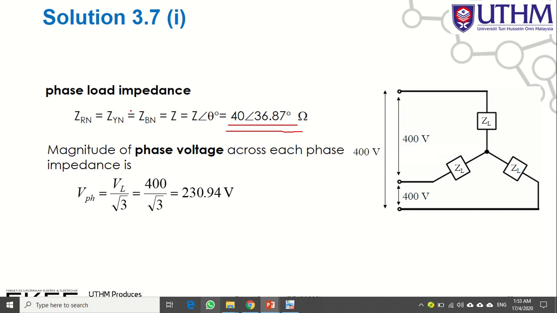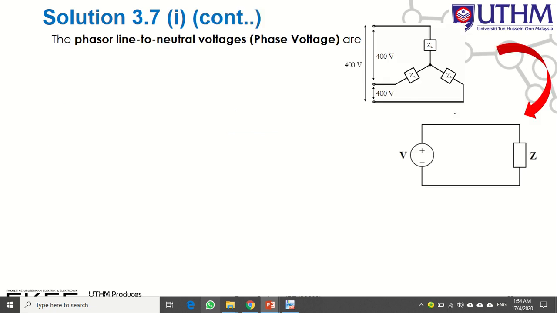Okay, I think no problem. So how about the magnitude? How about the phase voltage? You have a line voltage equal to 400. Magnitude of phase voltage equal to 400 divided by square root 3. Clear? V phase equal to V line divided by square root 3. In three phase, we have a square root 3. So next, you can determine the reference.